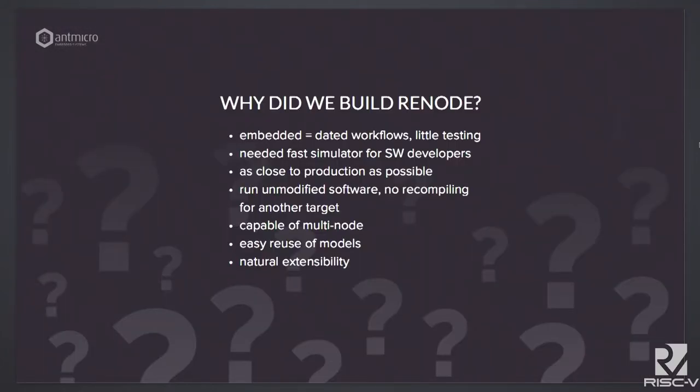So why did we go and build Renode in the first place? When we started out, but unfortunately also until today, workflows for software development and embedded systems have been fairly dated. There's very little testing going on. People, generally speaking, rely on things working, and they go in the field, run things, and hope for the best. We wanted to change that.